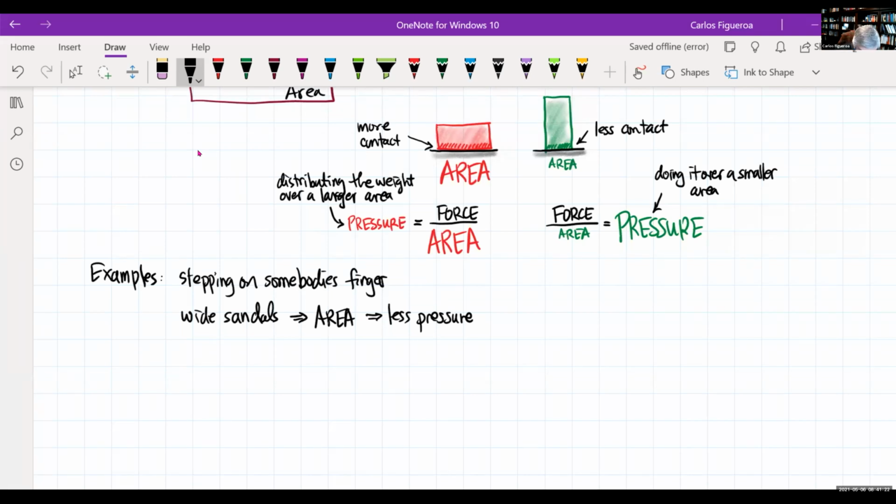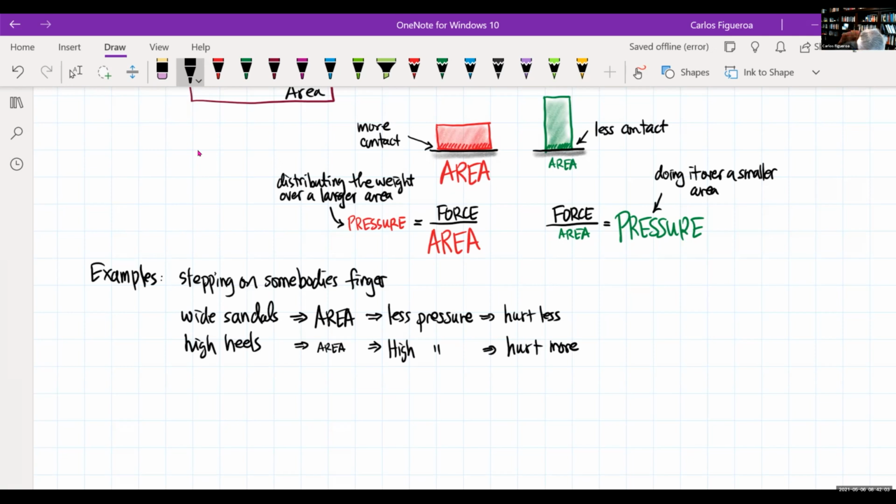But in the other situation, what about high heels? High heels have a tiny little area. And you know that if you step on somebody with high heels, this has a very high pressure. So this one's going to hurt less, of course, and this one's going to hurt more. So it's not about the force, it's about the pressure that you're applying.